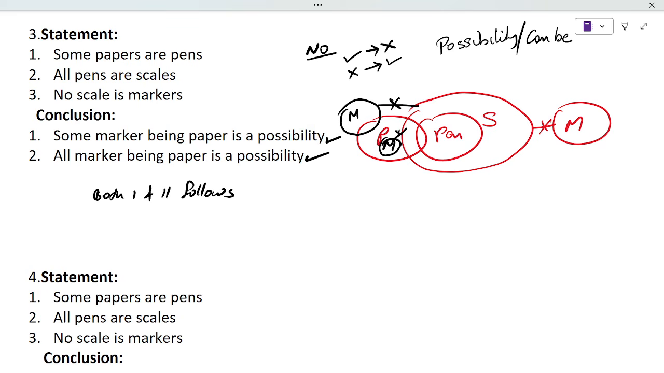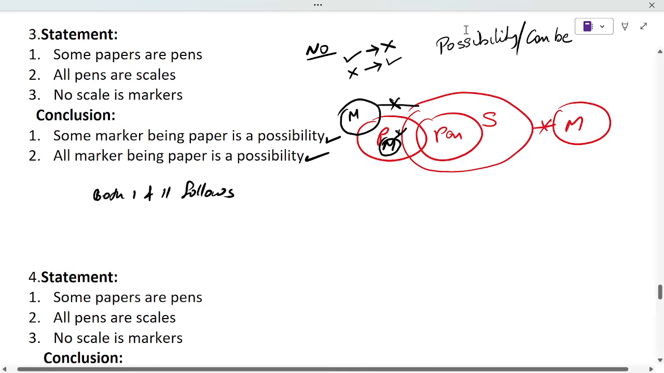So I hope it's clear. Syllogism is very interesting, but again, if the concept is not clear, it is very puzzling also. Next one.